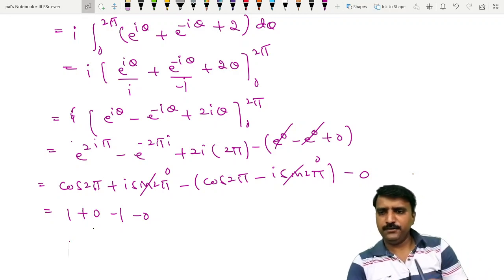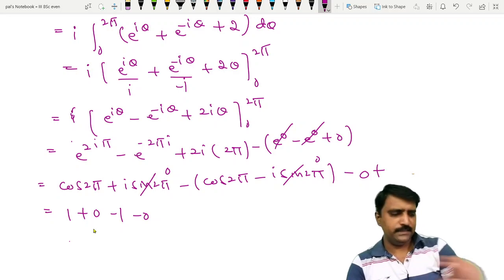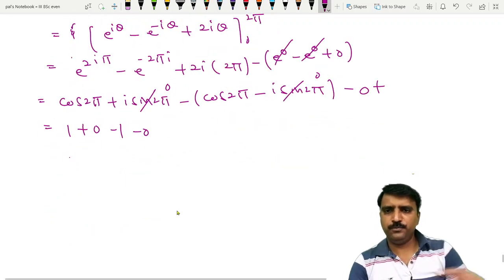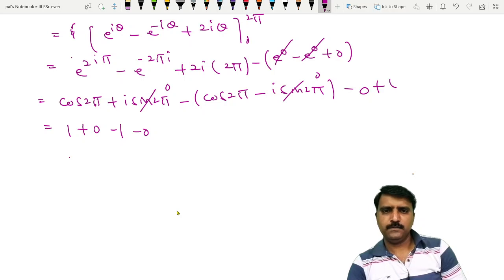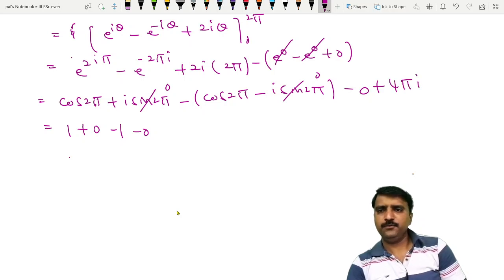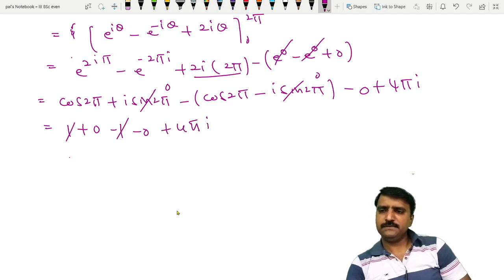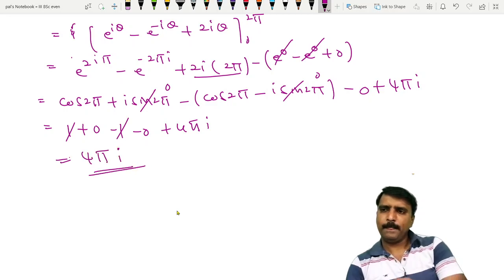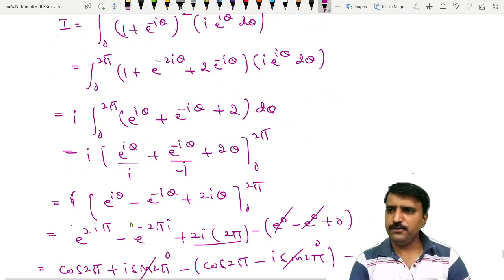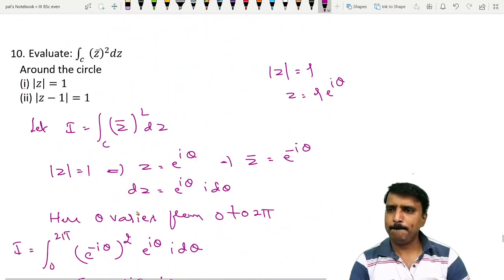Okay, we forgot to write this 4 pi i here. Write that here, plus 4 pi i. This 4 pi i was not written, I just wrote it. This is 1 and this is minus 1, this is 0, plus 4 pi i. So plus 1 cancels with minus 1. Finally we have 4 pi i. This is the value of this integral, the second one.